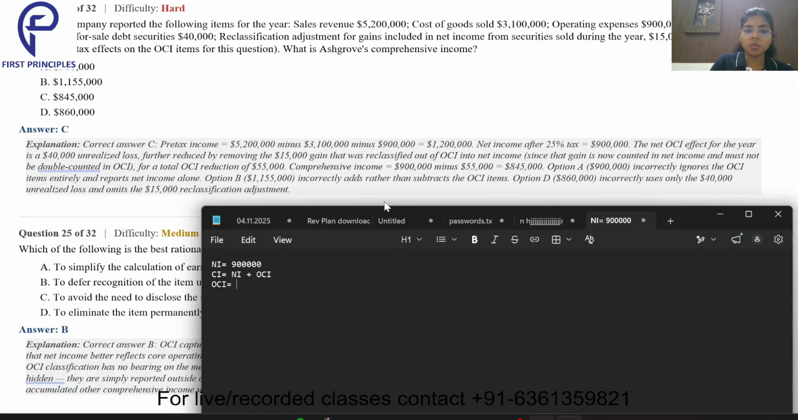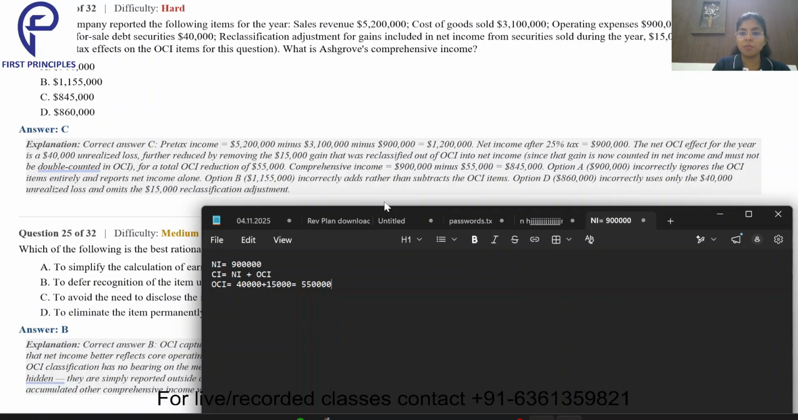So what we are going to do? We are going to take this 40,000 of unrealized loss, then the reclassification adjustment for gains included in net income from securities sold during the year. That means we are reclassifying, we are removing that from our comprehensive income. So if I total 15,000, so 55,000 should be removed.